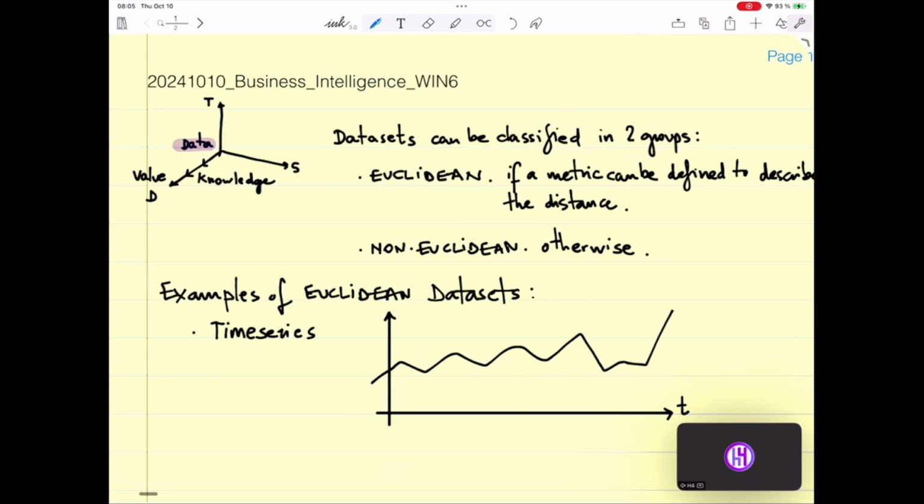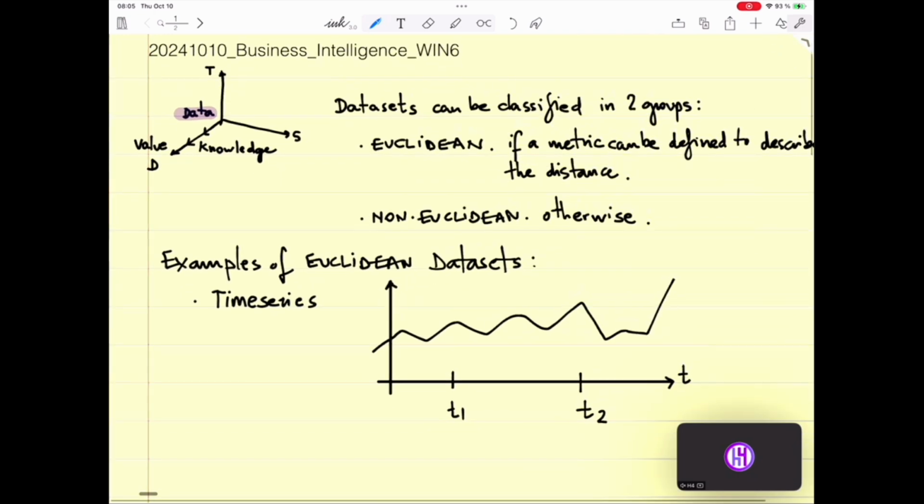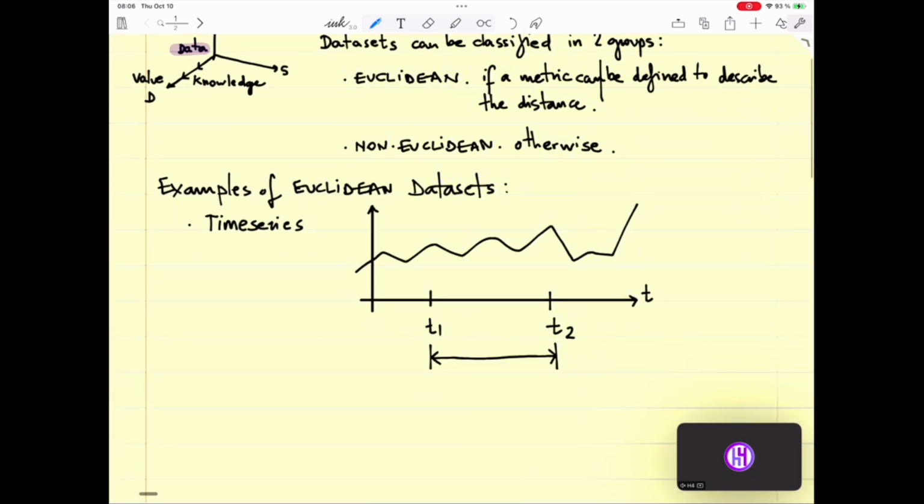Why? Because you can measure the distance between one time point and another time point. This distance can be measured. In this case, it's just T2 minus T1. That is a distance. And this can be measured because time is a constant, a line that goes on and on and on.